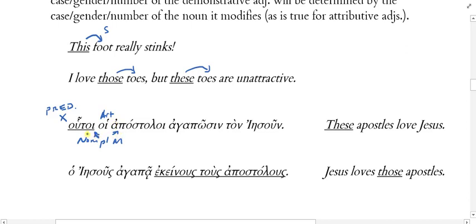So it's not, these are the apostles. It's simply, which apostles? These apostles. These apostles love Jesus. Okay?